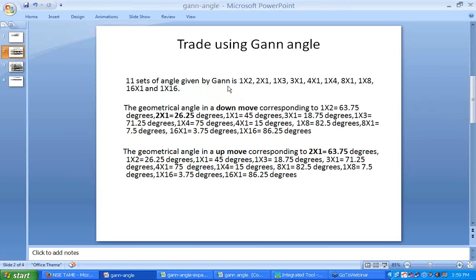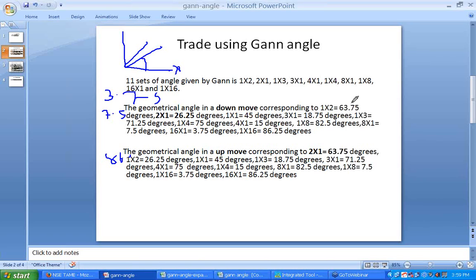So what is the Gann angle principle? It is a combination of 11 trend lines. These trend lines are drawn at a particular angle with the x-axis. These angles are not specified by us; they are given by W.T. Gann. The first trend line makes 3.75 degrees. The second makes 7.5 degrees. And sequentially, the 11th trend line makes 86.25 degrees.